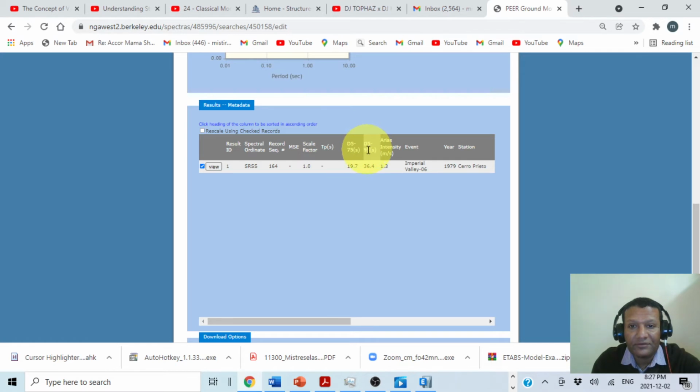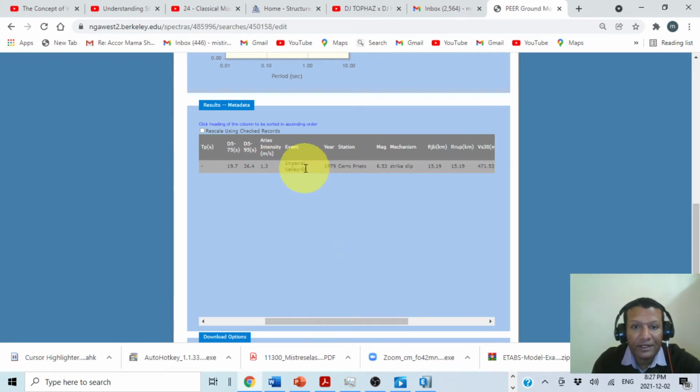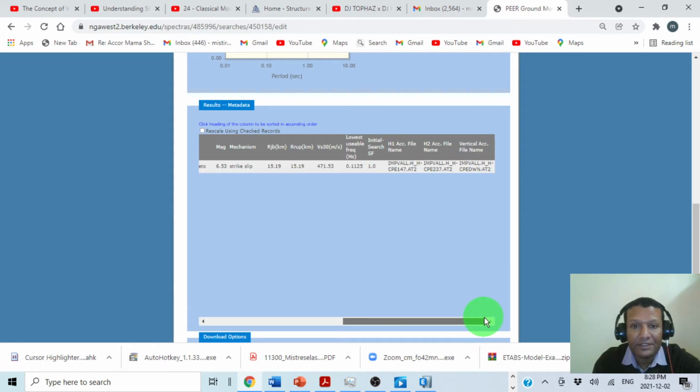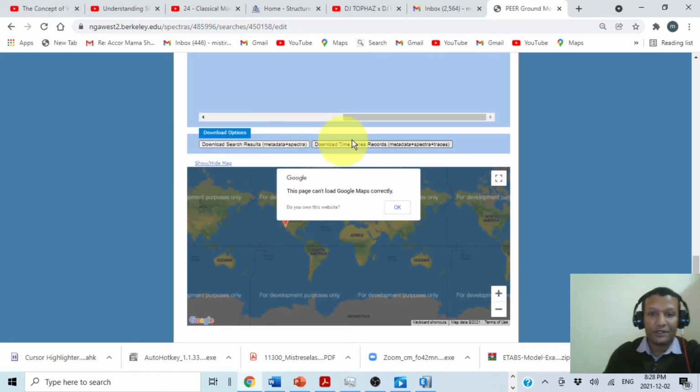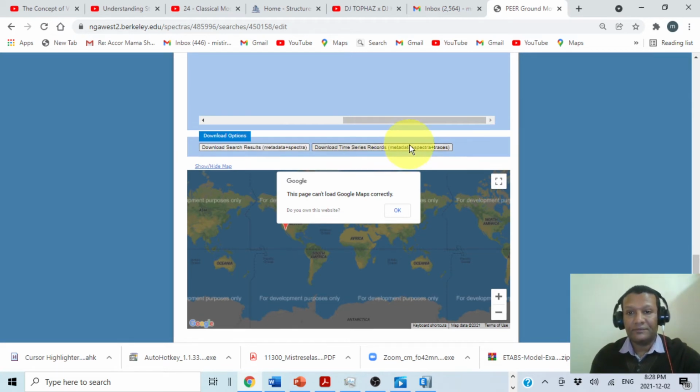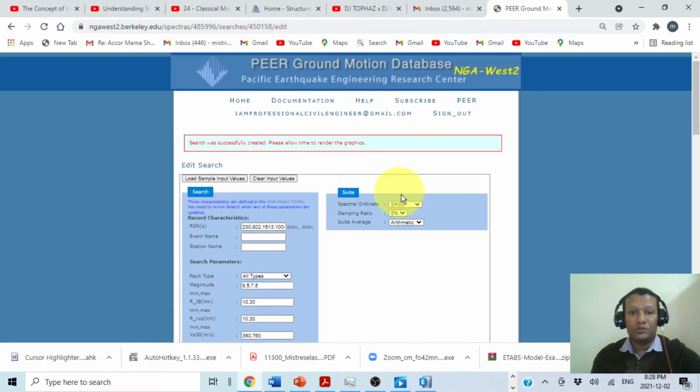This one D5, D6, this is Arias intensity. Event, Imperial Valley 06, year 1979, station Parachute, magnitude 6.53, mechanism strike slip, RJB, R rupture, everything is written here. So everything is written. If you need it, then you can download it and you can use it. Download it like this, but we have to download it as time series record. Okay, then by doing so we can download.